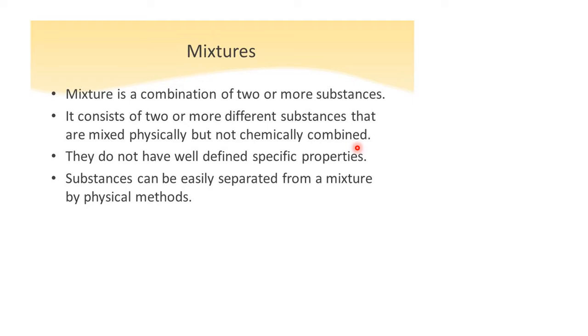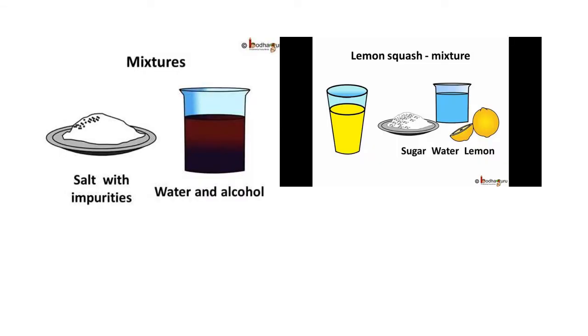For example, there is rice and inside the rice there is stone. So rice and stone can be separated by hand picking. That means they are physically mixed, not chemically, so we do not have to use other methods to separate them. They do not have well defined specific properties and the substances can be easily separated from a mixture by the physical method. From simple methods only, all these kinds of mixtures can be separated. First of all, you need to know what the mixtures are.